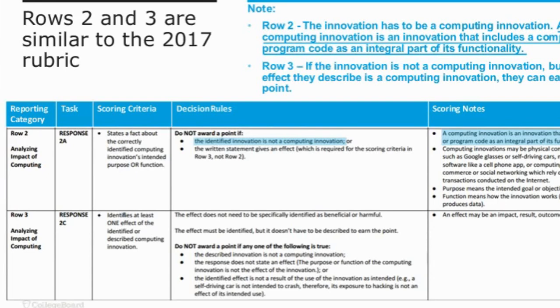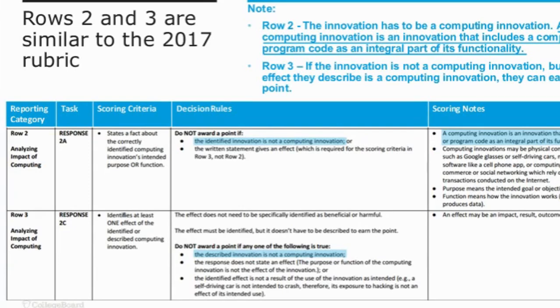So they have to state a fact about a computing innovation, and if it's not, then we're not going to give them row 2. Something that's a little different when we move on to row 3 and beyond, some students, even though they identified one thing as the computing innovation, start to talk about something else that actually is a computing innovation. Because if you don't have a computing innovation, it's very difficult to talk about data that the innovation uses. And so they make a switch.